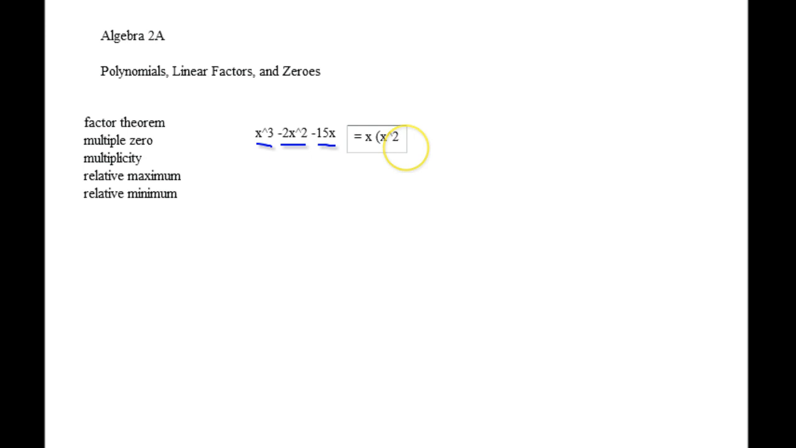and I'm left with x squared minus 2x minus 15. Okay, and then I would ask myself, can I factor the trinomial in there? And I could, so I do. So I get x times (x minus 5) times (x plus 3). Okay, and so I'd factor it like that.